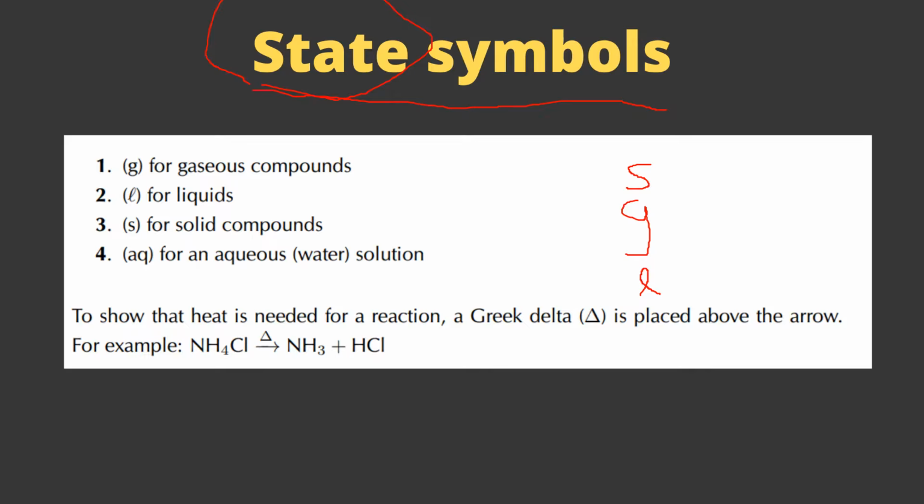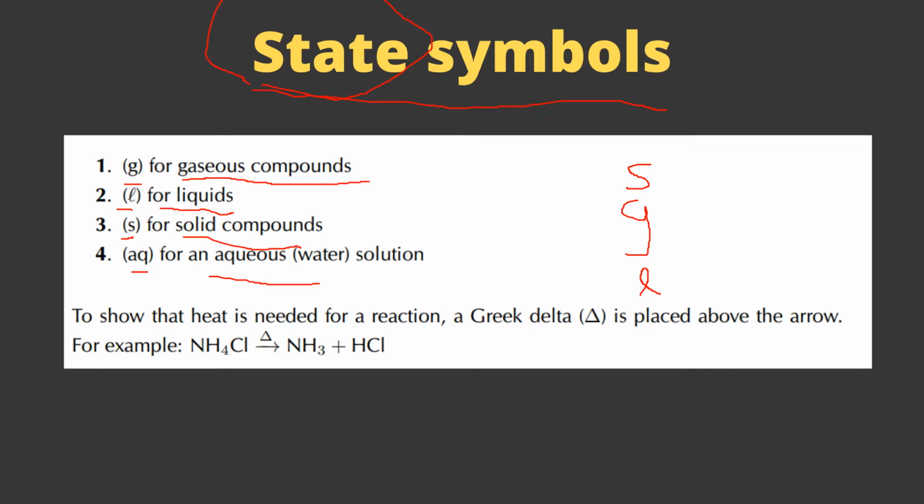And in a chemical equation, you have to write a G in brackets, if you are required to, for a compound that is in gas form or a molecule. L for a chemical that is in a liquid form. S for a compound that is in a solid form, right? And AQ for an aqueous water solution. So you have to know those things.